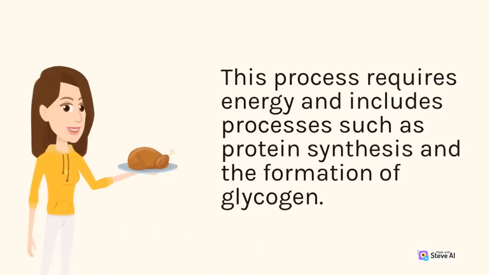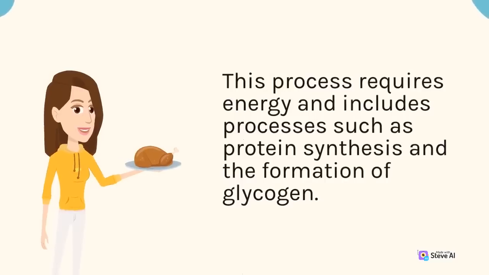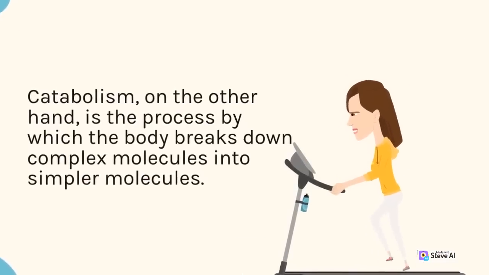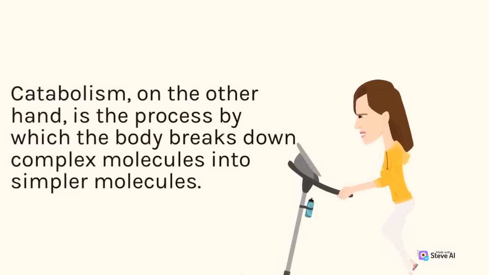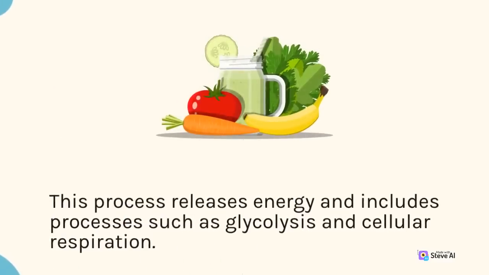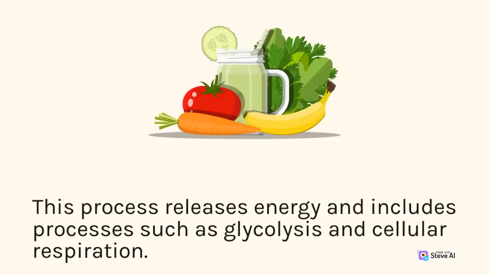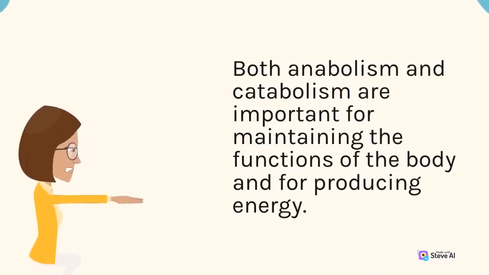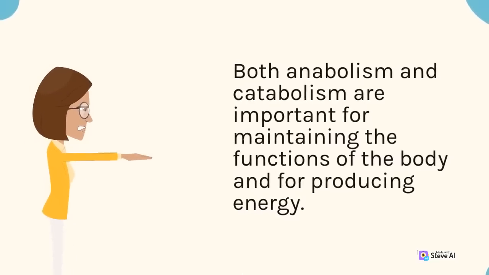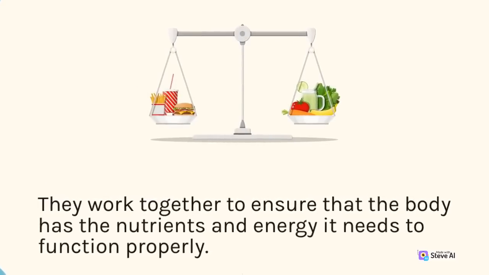This process requires energy and includes processes such as protein synthesis and the formation of glycogen. Catabolism, on the other hand, is the process by which the body breaks down complex molecules into simpler molecules. This process releases energy and includes processes such as glycolysis and cellular respiration. Both anabolism and catabolism are important for maintaining the functions of the body and for producing energy. They work together to ensure that the body has the nutrients and energy it needs to function properly.